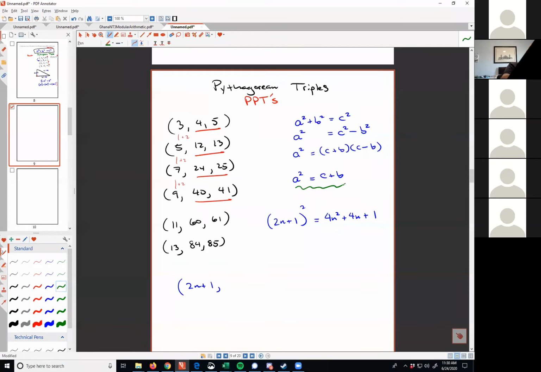What we want is for B plus C to be the square of A. So we want B plus C to be 4n squared plus 4n minus 1, but we know that C minus B equals 1. So what are B and C in terms of n? It will have to be minus 4n squared minus 4n.